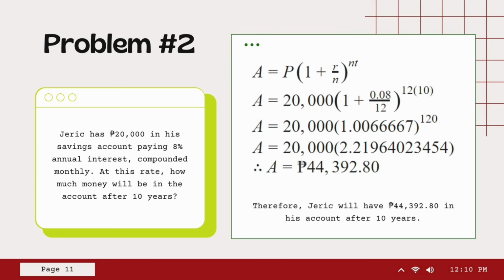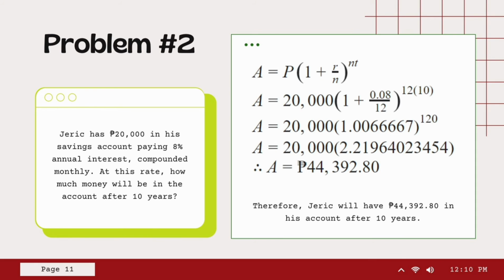Next, we do the necessary operations inside the parentheses. It becomes A equals 20,000 times 1.0066667 to the power of 120. Then, we calculate for the value when raised to the exponent, which is 120. It becomes A equals 20,000 times 2.21964023454. And lastly, we perform the final operation, which is multiplication.